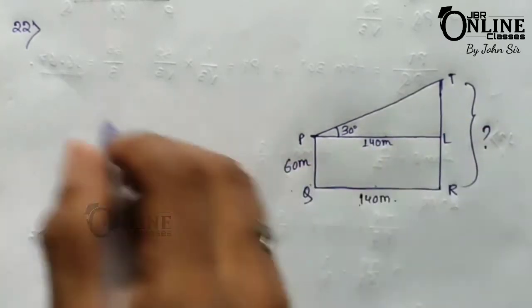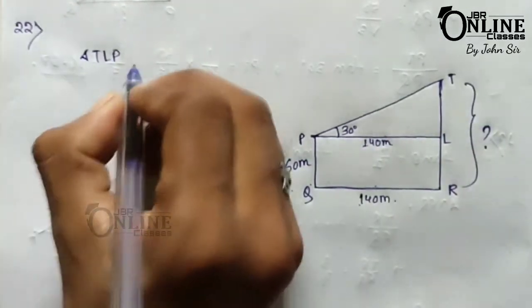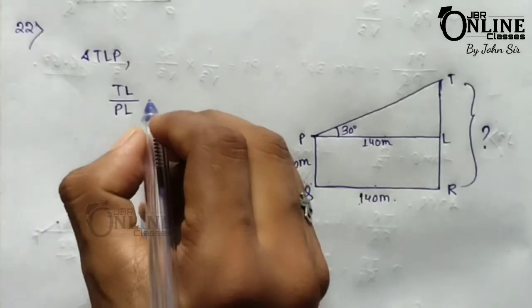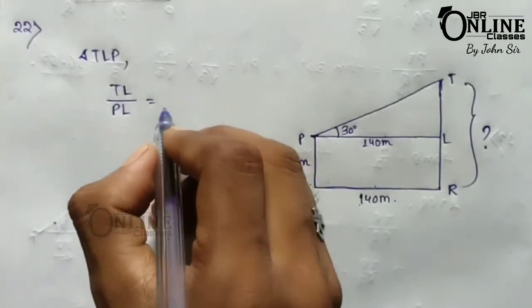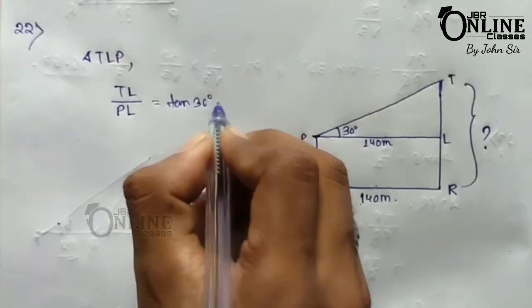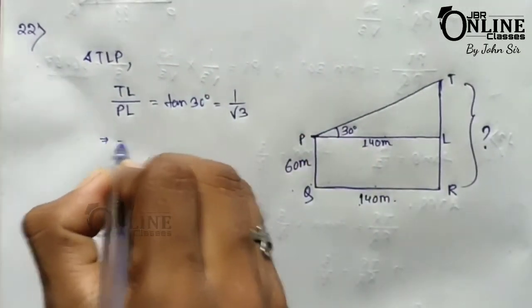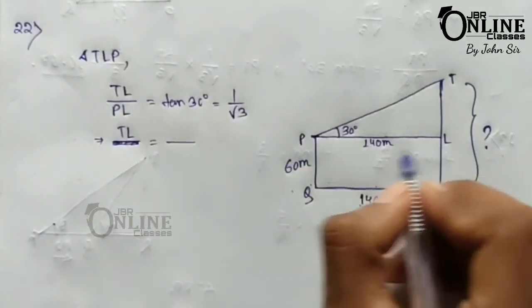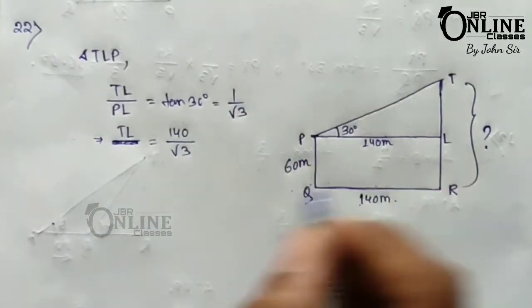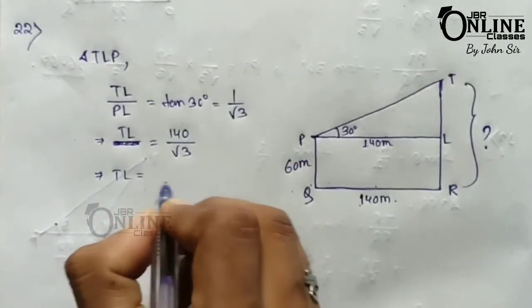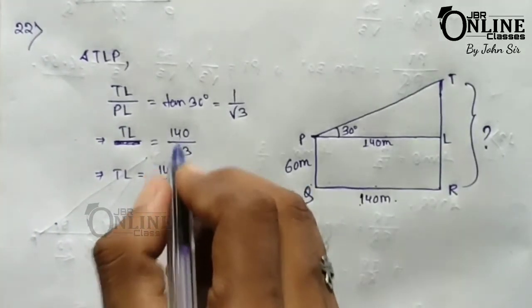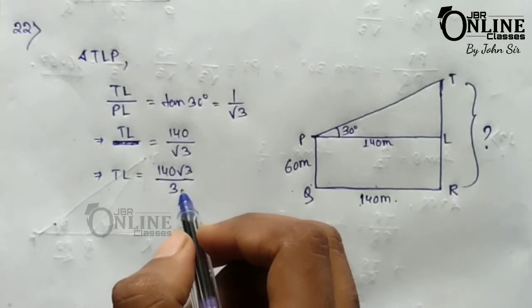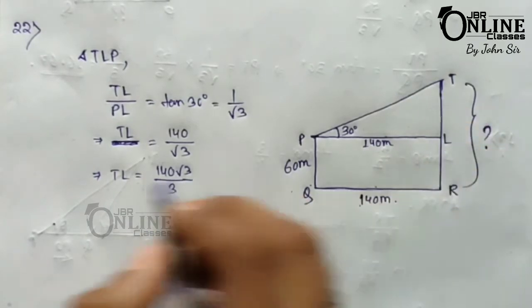So from the first triangle, triangle TLP, TL by PL equals tan 30 degree. The value of tan 30 equals 1 by root 3. So TL equals PL into 1 by root 3. So the value of PL equals 140, so 140 by root 3. Now if you multiply root 3 in numerator and denominator both, that will be 140 root 3 by 3. So the value of TL equals 140 root 3 by 3.